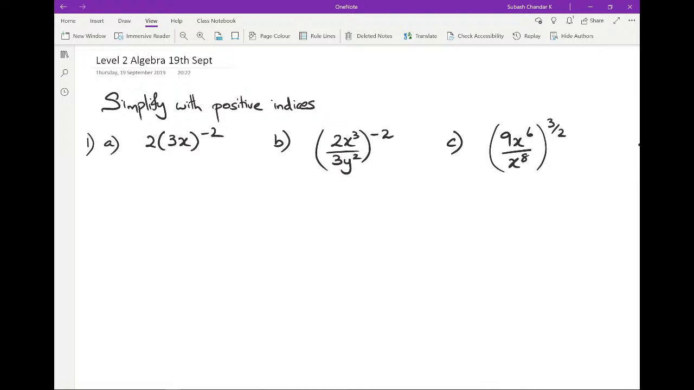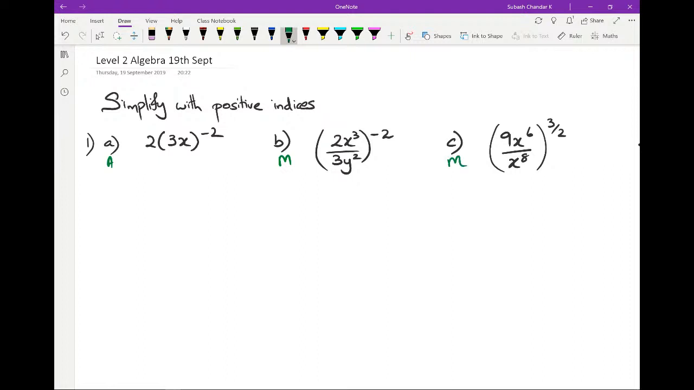All right, okay, so let's get started with these questions. The reason I like starting with these questions is because generally with the algebra level 2 paper, they always have these types of questions which end up being achieved and merit questions. I'll show you the first question: 1A is achieved, 1B is merit, and 1C is merit as well.